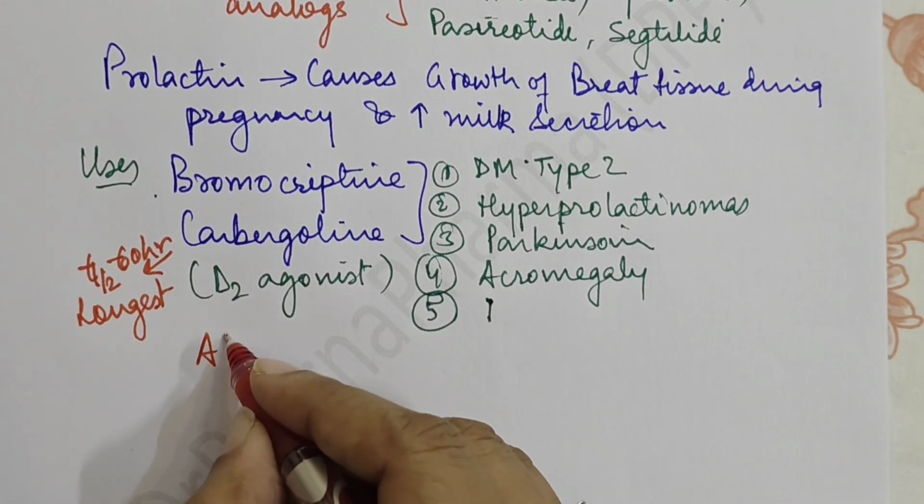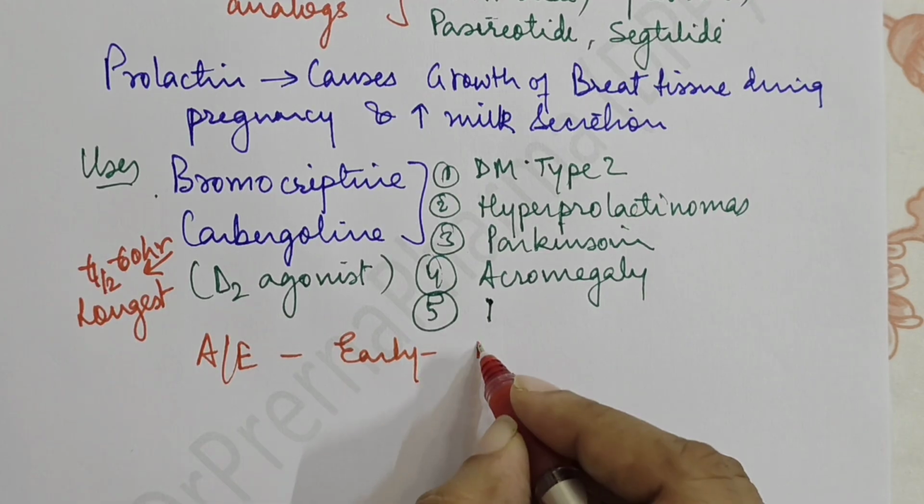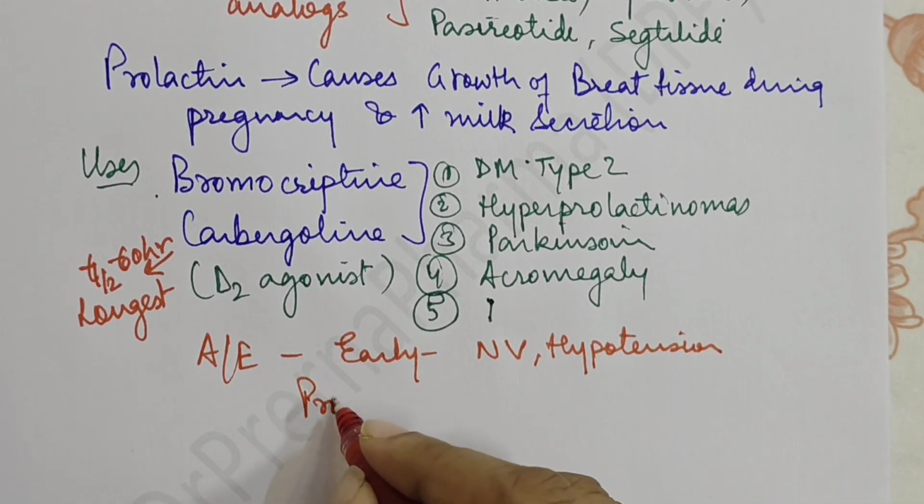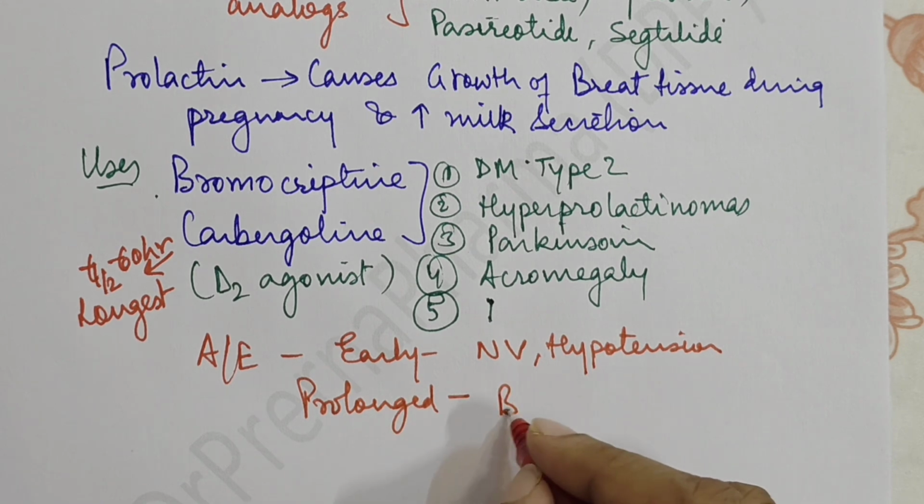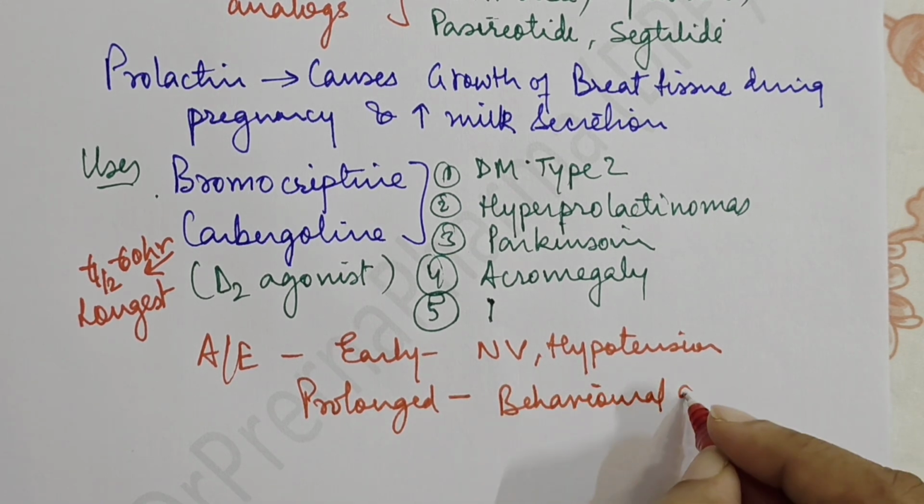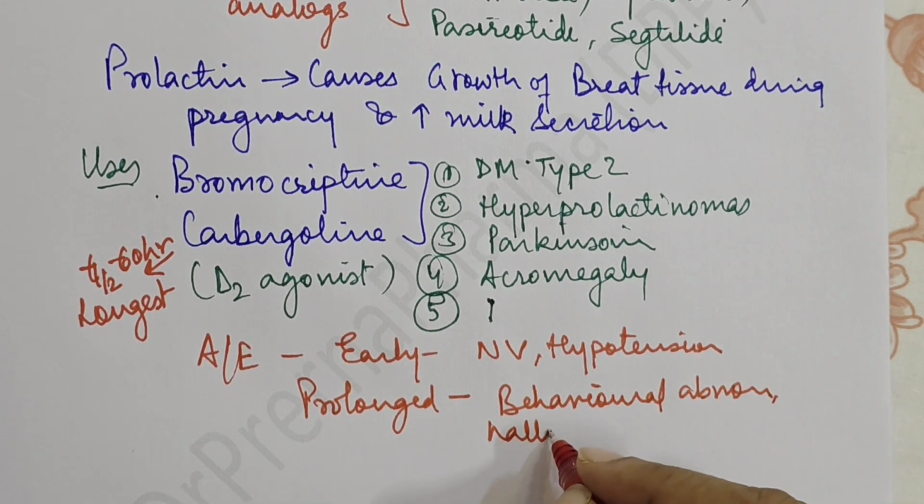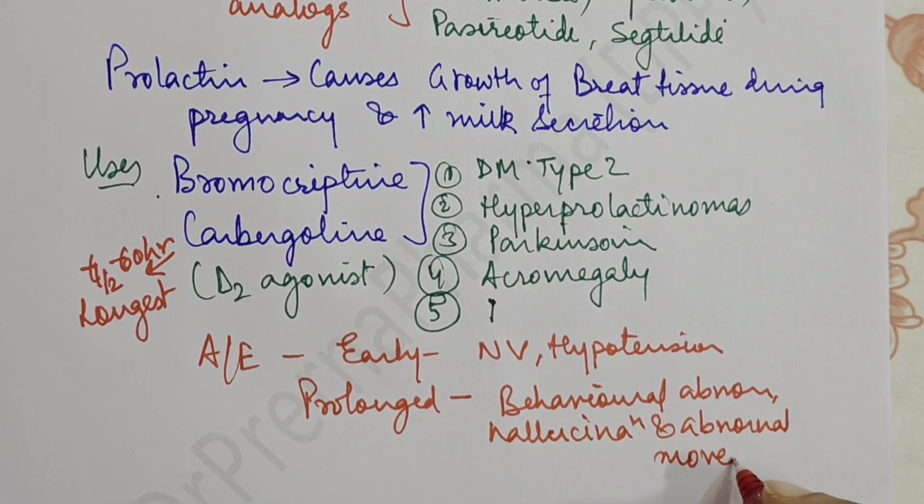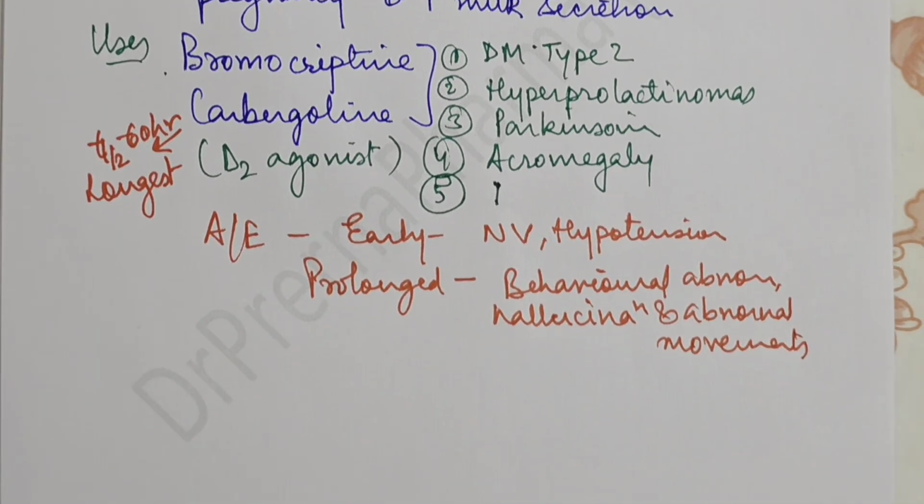Okay. Now let's see the adverse effects. Bromocriptine's early adverse effects are usually nausea, vomiting, hypotension. These are the adverse effects. But if you give it for a prolonged duration, then it causes behavioral abnormalities, hallucinations, and abnormal movements. So this is something which is seen with bromocriptine.